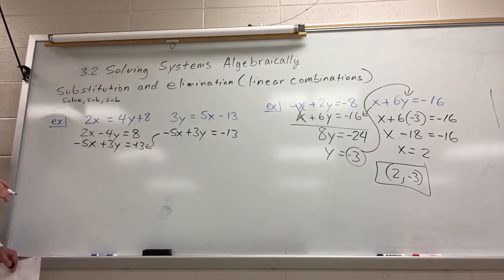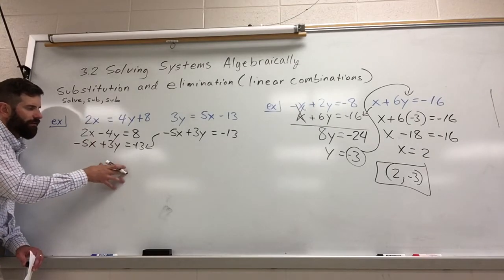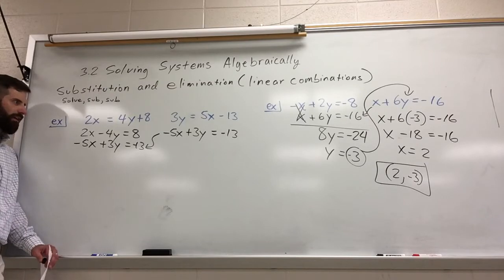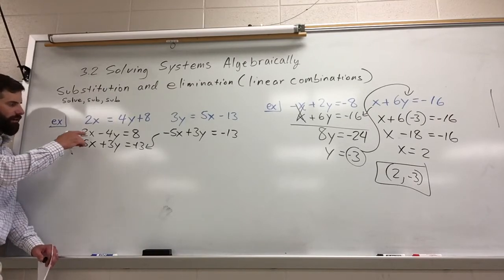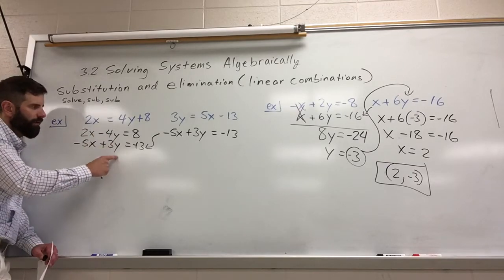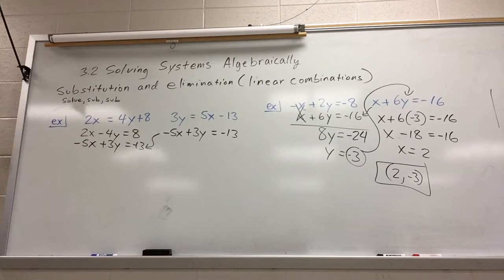From there I say, if I were to add these up, would the x's or the y's eliminate or undo each other, go away? And the truth is that no, neither one would. This would be a negative 3x if I added it up. This would be a negative 1y. So that wouldn't happen. When that doesn't happen, then you're going to have to multiply.